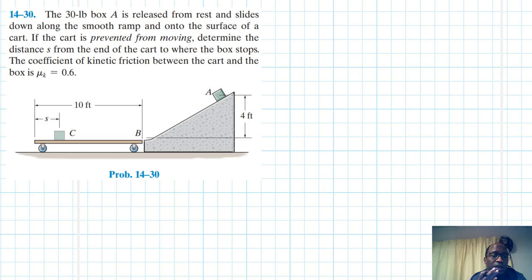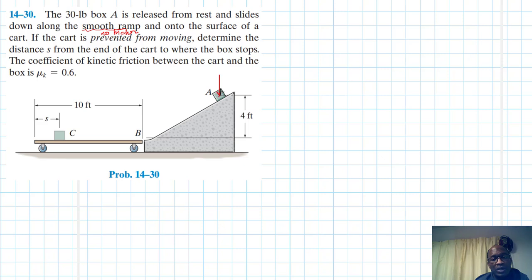The problem reads: the 30-pound box A is released from rest and slides down along the smooth ramp. Smooth here means no friction. It slides onto the surface of the cart. If the cart is prevented from moving, determine the distance s from the end of the cart to where the box stops. The coefficient of kinetic friction between the cart and the box is 0.6. This problem is from Engineering Mechanics: Dynamics, 14th edition, by R.C. Hibbeler. Let's draw the free body diagram.